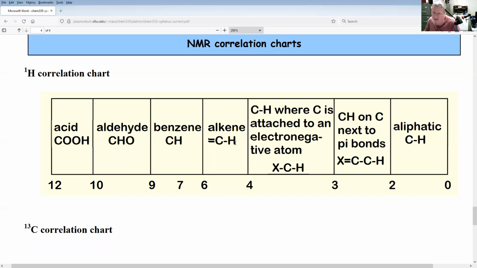The exam is not open note. No, the exam is not open note. It's a normal in-class exam, but I give you a lot of preparation material. This will be on the exam though. You will always have these little charts. Benzene region, 6 to 9-ish. Aldehydes, 9 to 10. Carboxylic acids, 10 to 12. All right, cool. So let's get back to what we were doing then.